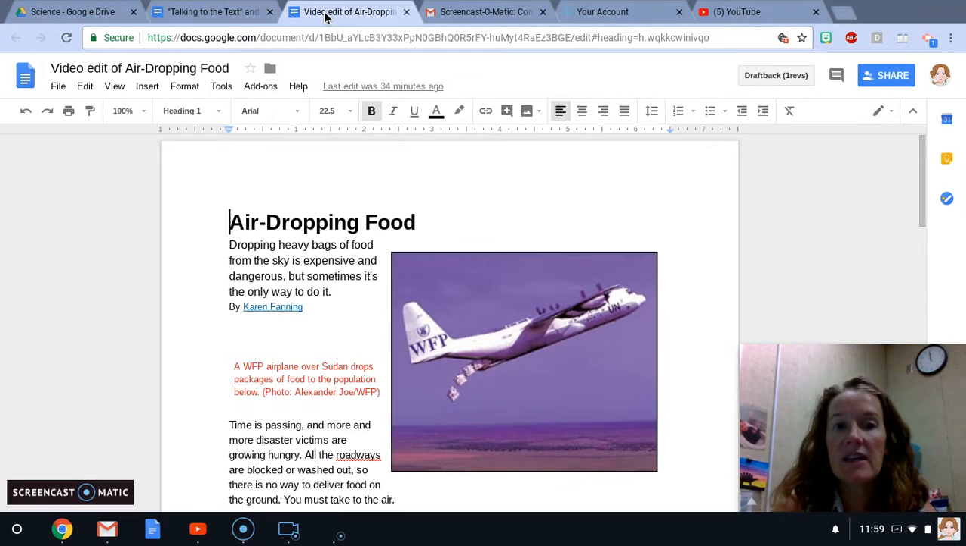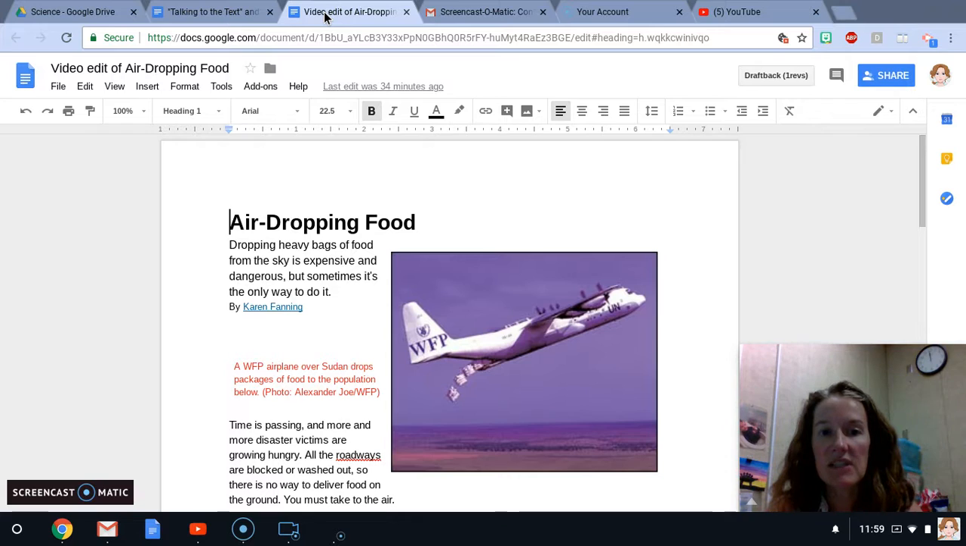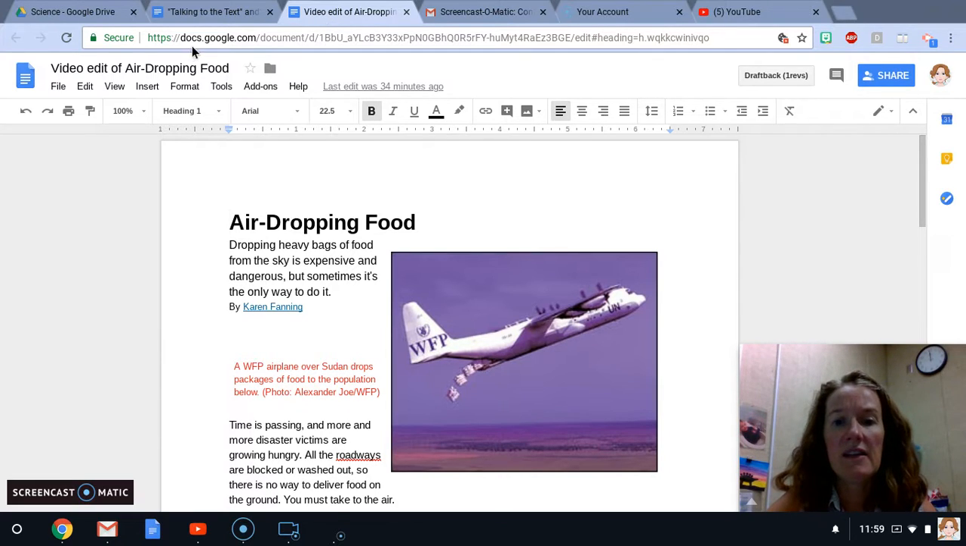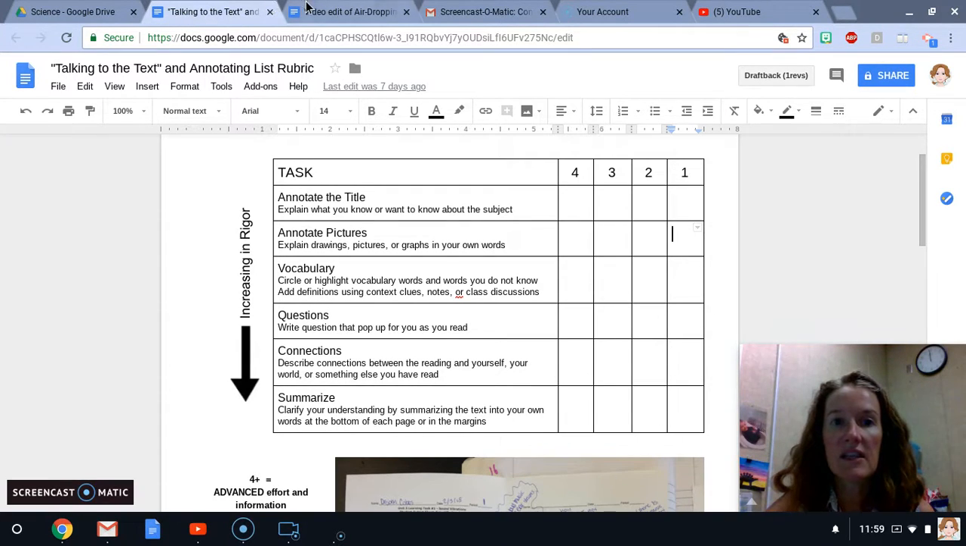You can do it as a whole group read where you are leading the discussion and having kids read out loud, and then you are responding to them as they're reading out loud. You could also do it as a partner read where some kids are reading to each other as partners, but you have to model how this is done first. So I'm taking the 8th grade article, airdropping food, and I'm going to walk you through how you could model this for your students using the talking to the text guidelines that they should already have in their notebooks.